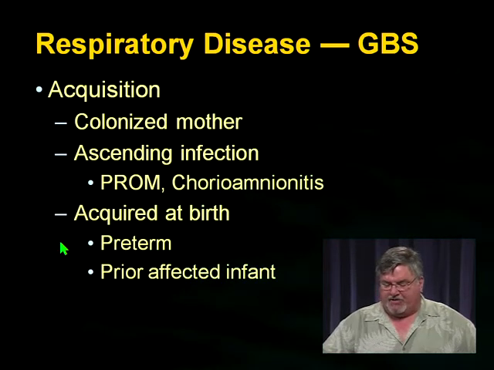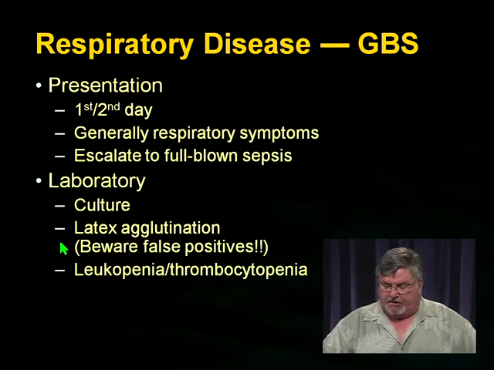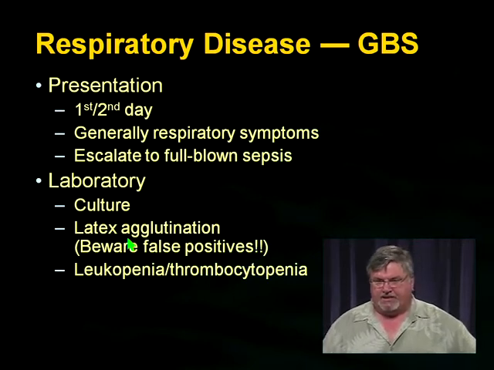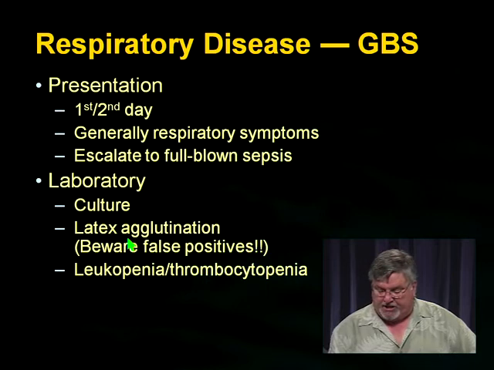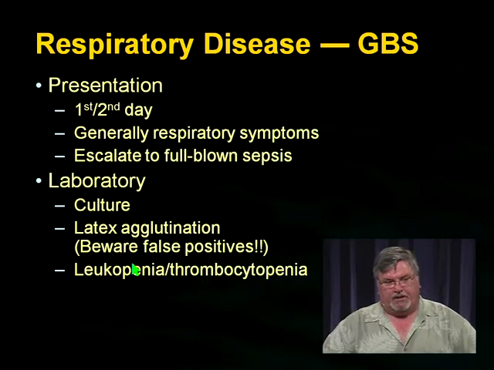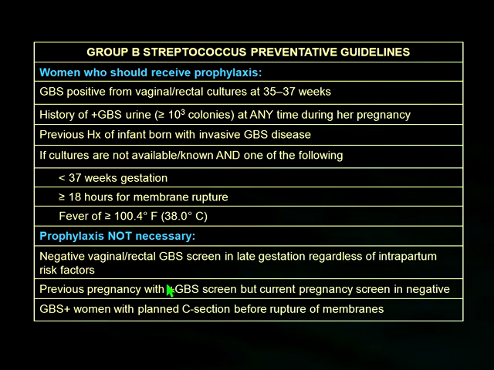So this is how you get it. Generally early, they present on the first or second days. Again, we don't generally use latex agglutination anymore because of the high incidence of false positives. And they generally present not with leukocytosis, but generally with leukopenia. So if the only way you treat your kids for presumed sepsis is if they have a high white count, you'll miss the kids who have group B strep sepsis, which they may be upset about. So these are more discussion about the preventative guidelines. This you have in your notes.